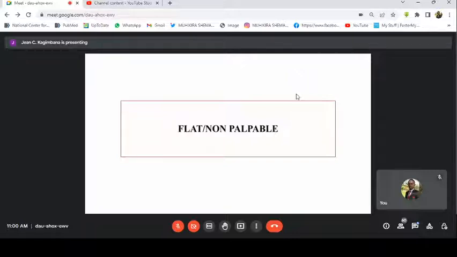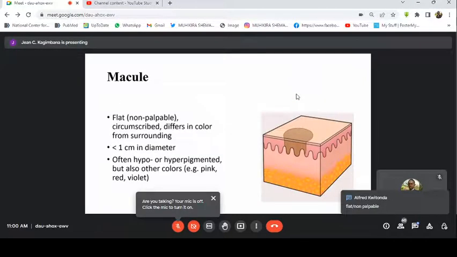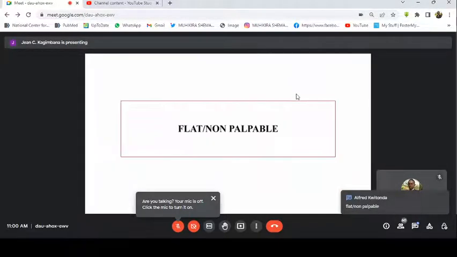Now we have flat lesions, non-palpable lesions.